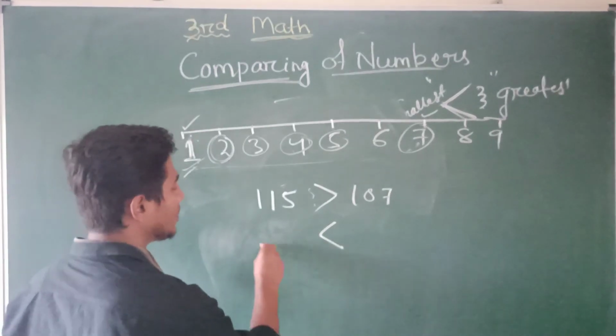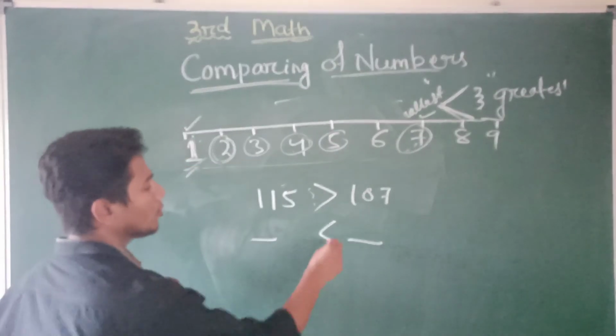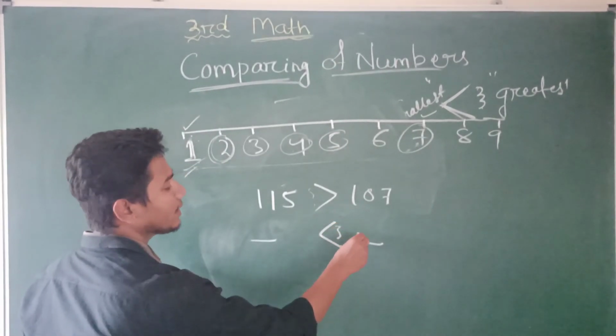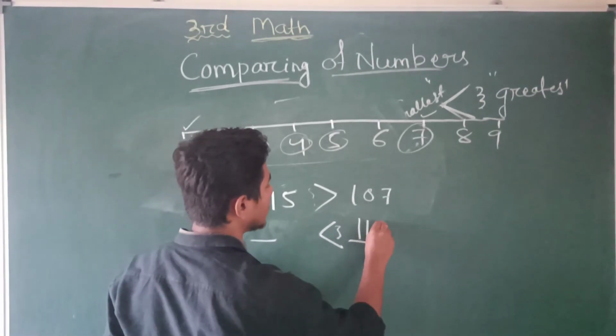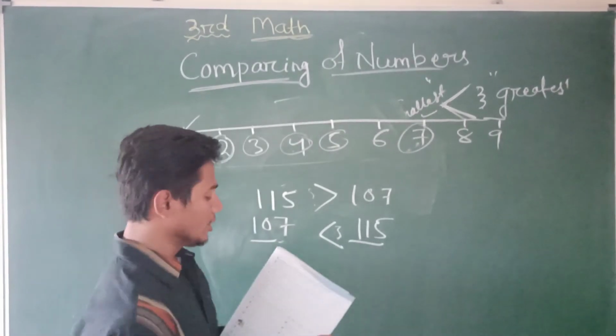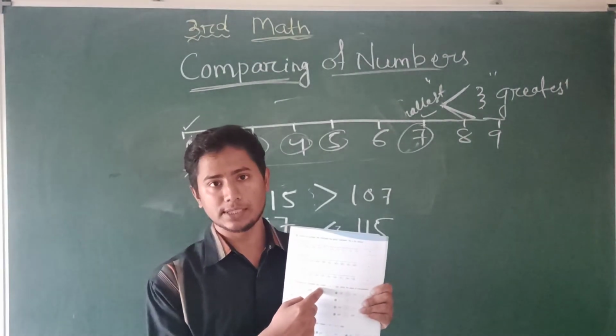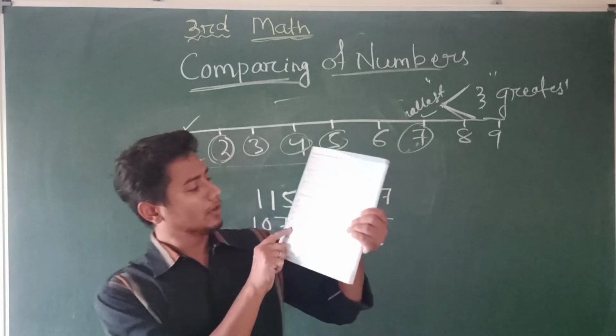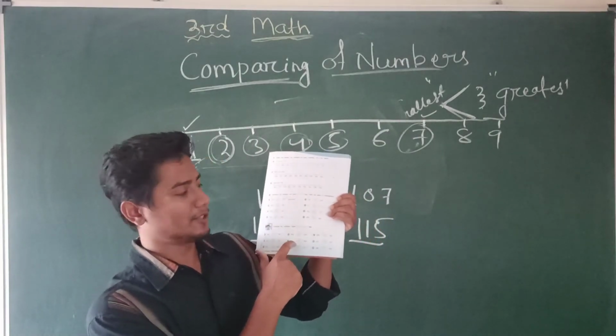This symbol is given, but here two boxes are there. So always towards greatest, this side you write the greatest number. That means 115. Here 107. Understood? So like this you finish these two questions, and the remaining two questions. Now move to question number 3 and this last part.